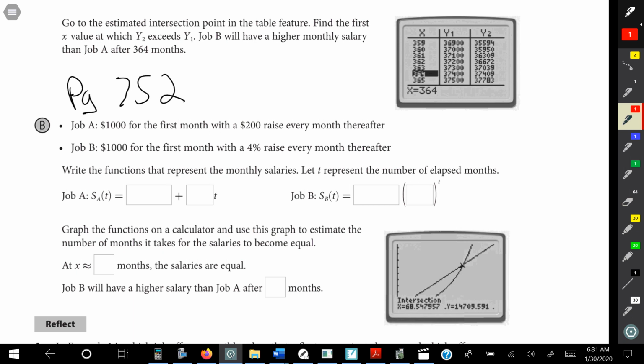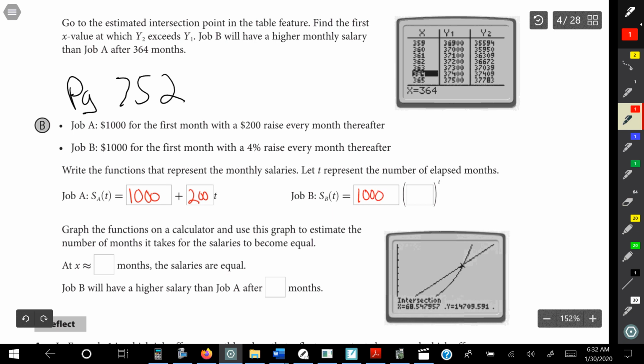So right here, when we write out the function, notice how it has this S of A to the T. Basically, what they're saying is the salary is a function of the time in years, and they got the A for job A and the B for job B. So don't let that confuse you. Okay, so with job A, we begin with $1,000, and we add 200 and multiply it times the T in time. Job B, we start with the same 1,000 and we're going to add 4%. So we take that percent, change it to a decimal, add it with 1, and get 1.04.